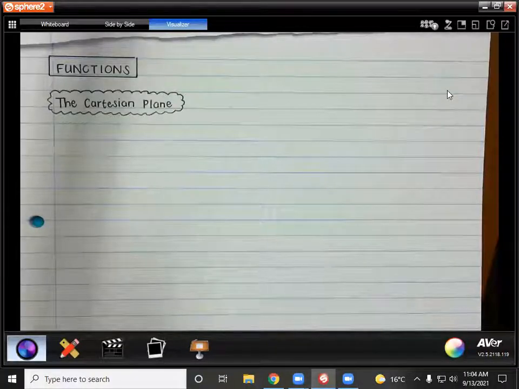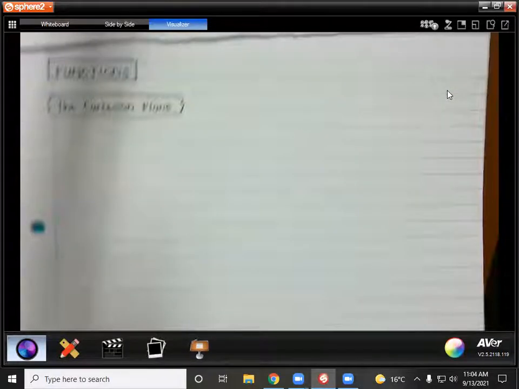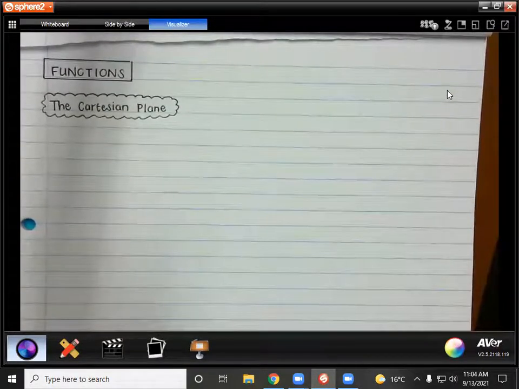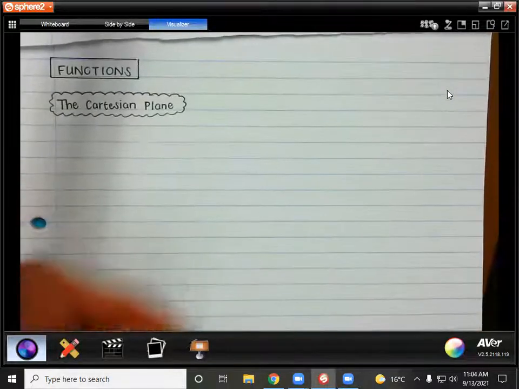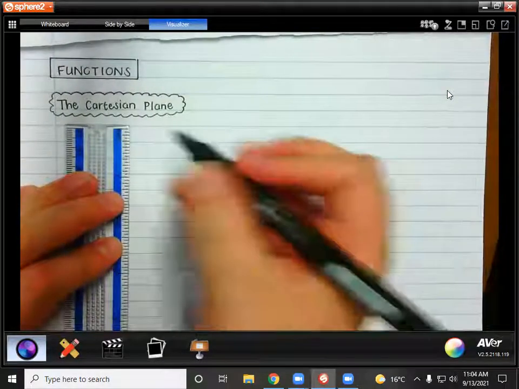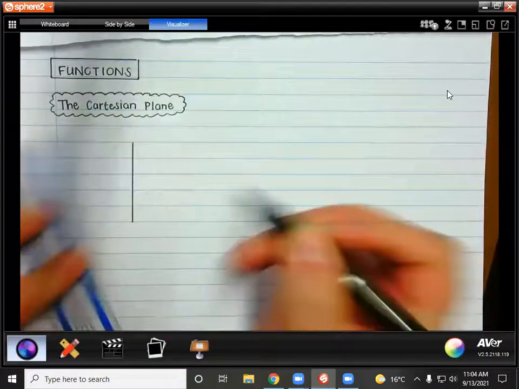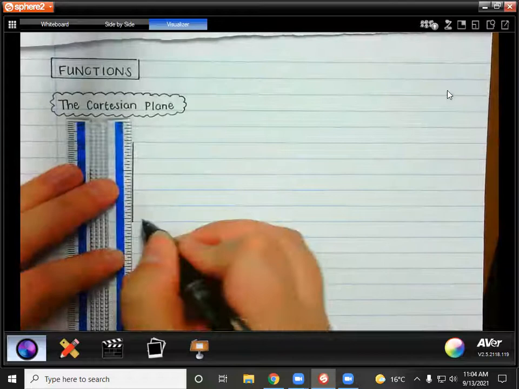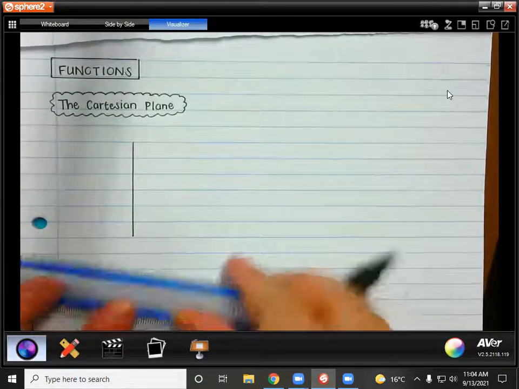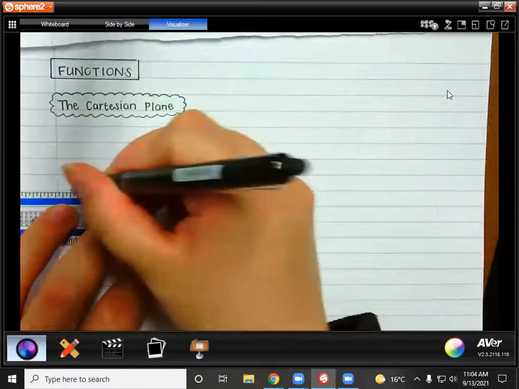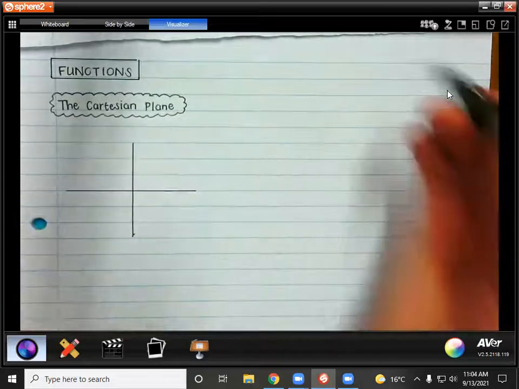So guys, we have spoken about this before, but let's just summarize it nicely. The Cartesian plane is where you have your x and your y axes, and the two intersect, they meet each other, they cut each other. So I'm just going to draw, don't worry about how long this line is or the scale or anything. We're just drawing a small Cartesian plane over here.